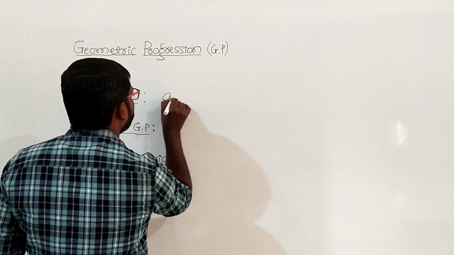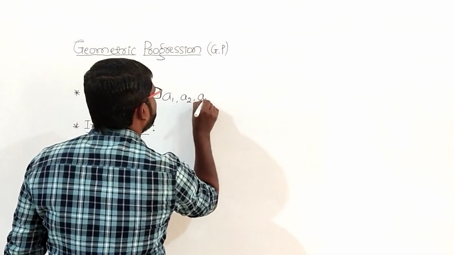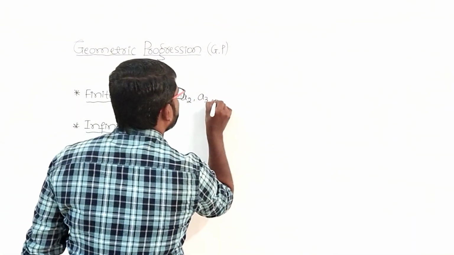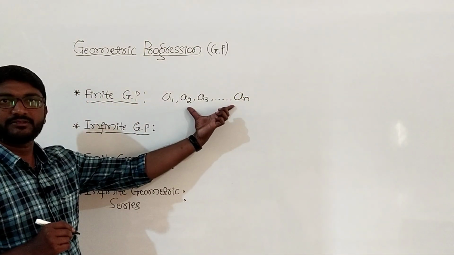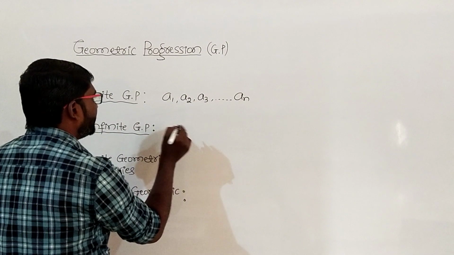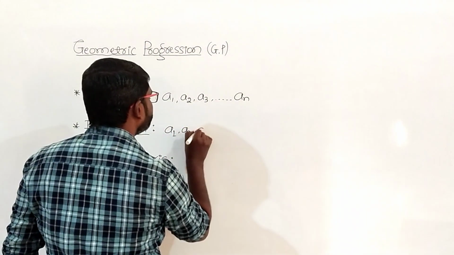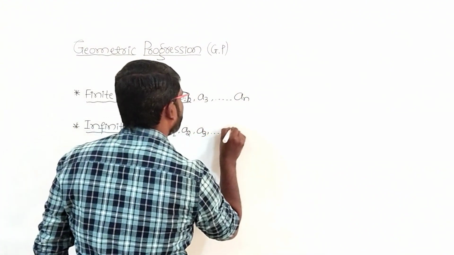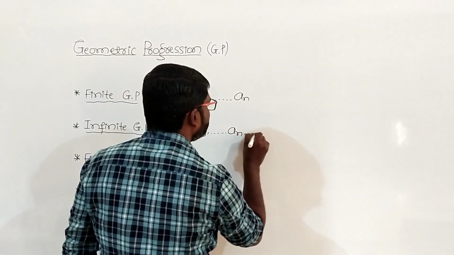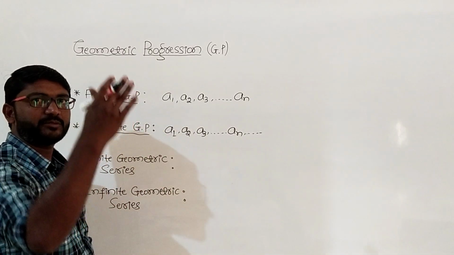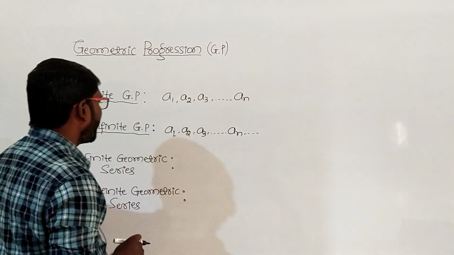The finite GP is A1, A2, A3, and so on up to An. This is the finite geometric progression. Now the infinite GP is A1, A2, A3, and so on. It is An, that is the nth term, and it continues: the n plus 1th term, the n plus 2th term, and so on. This is the infinite geometric progression.